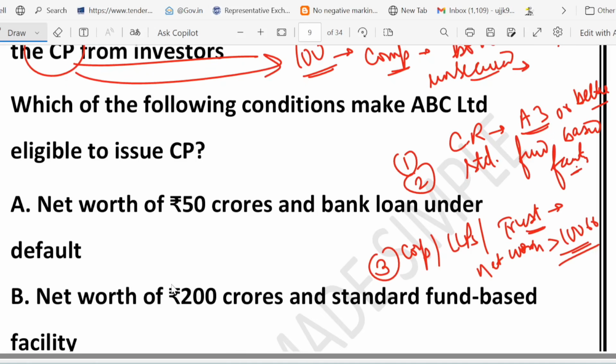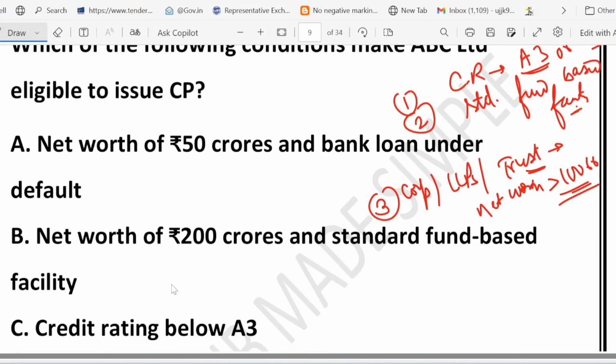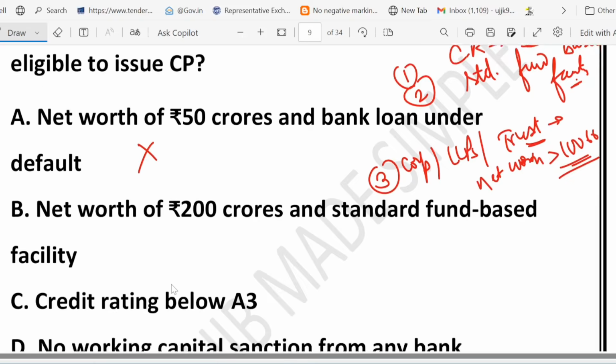First of all, a credit rating of A3 or more. Second, a standard non-default fund-based facility from a bank. And for corporate, LLP and trust, net worth must be 100 crore or more. So let's look at the options. Option A is a net worth of 50 crore. No, RBI requires minimum 100 crore as net worth. 50 crore is too low. And if the bank loan is under default, the company is clearly not financially healthy.